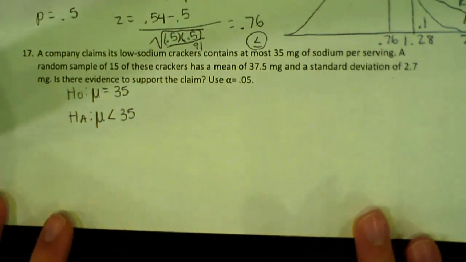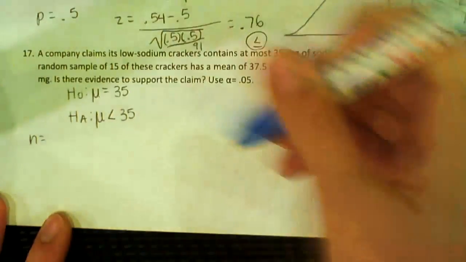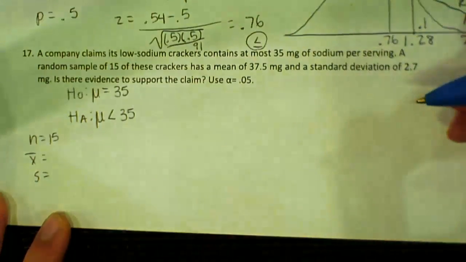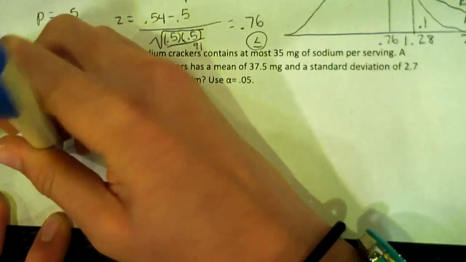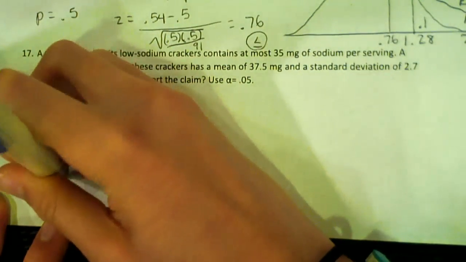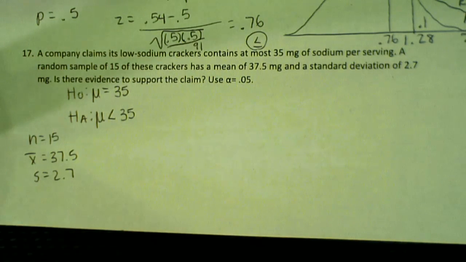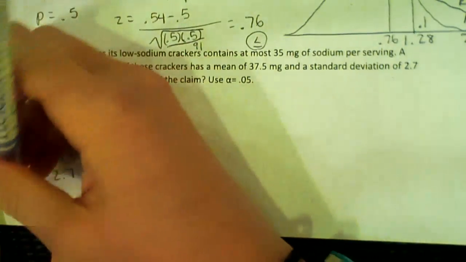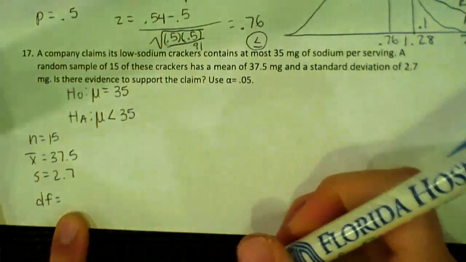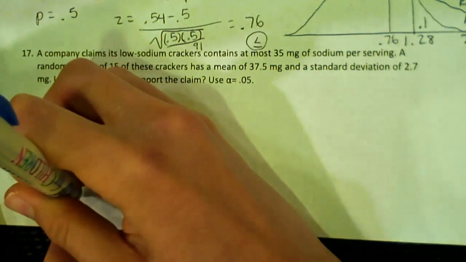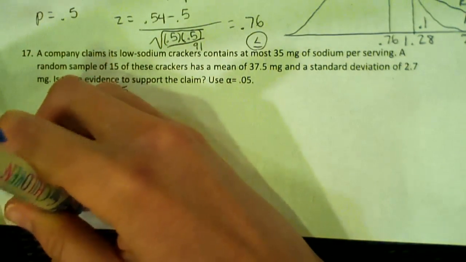Okay, and then again, we'll write down the variables. And these are all given. Okay? So our n is less than 30. T, exactly. Right, so we know we're going to have to find the degrees of freedom when we're looking at the t-tables. 14. Exactly.